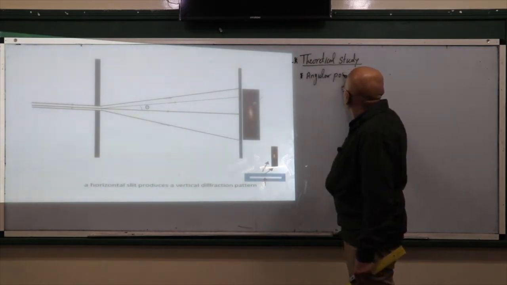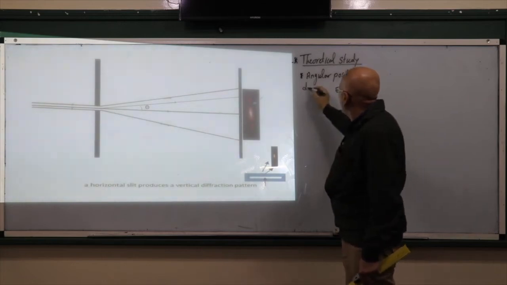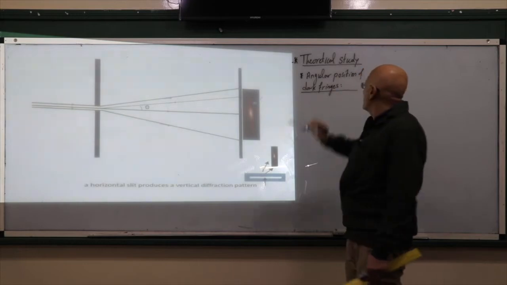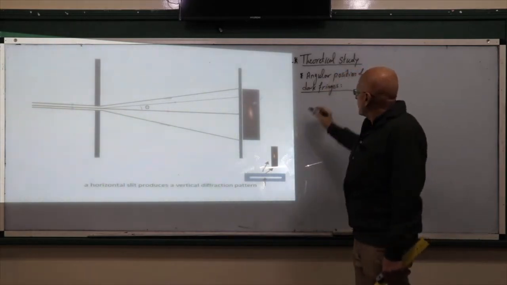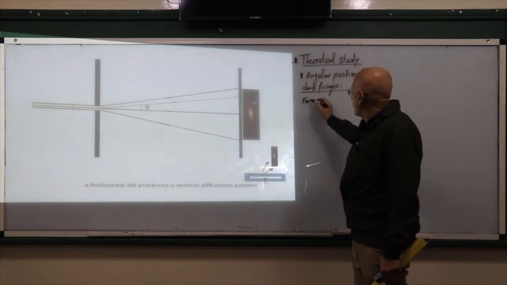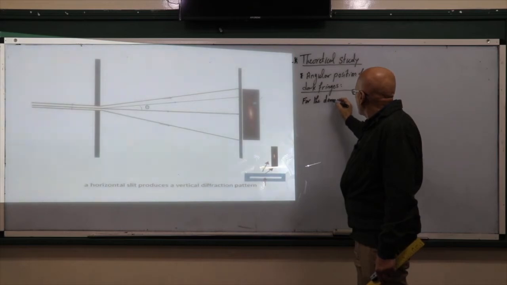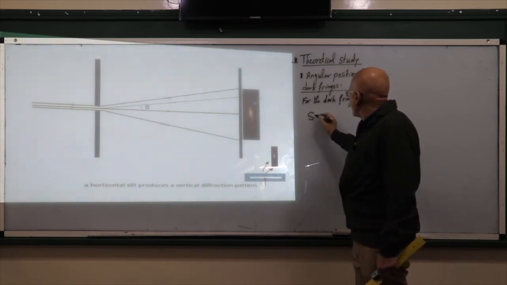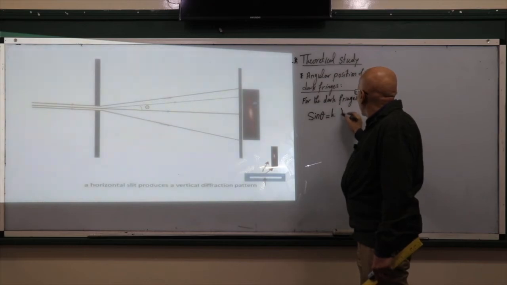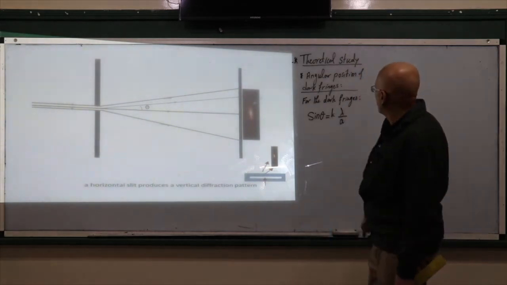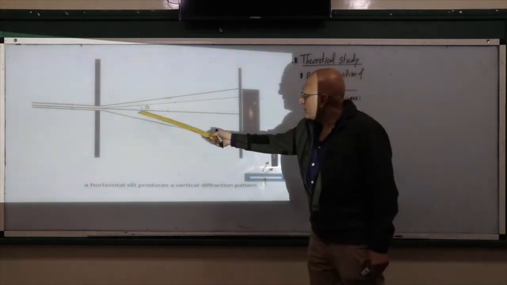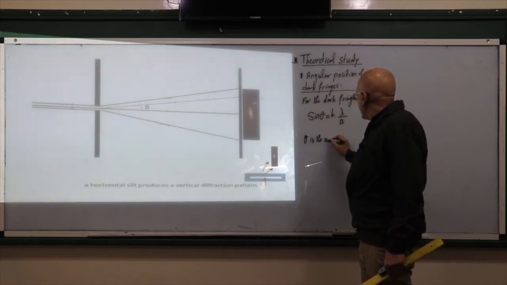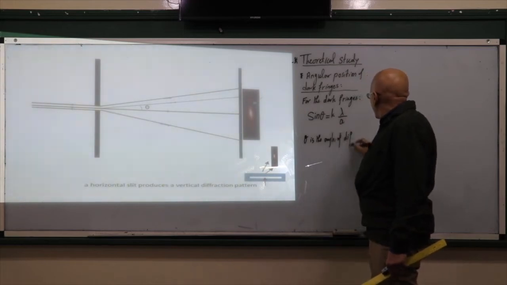The angular position of the dark fringes, for the dark fringes only, is given by sine theta equal k lambda over A, okay? As we said, the theta is this one, the angle of diffraction. Theta is the angle of diffraction.